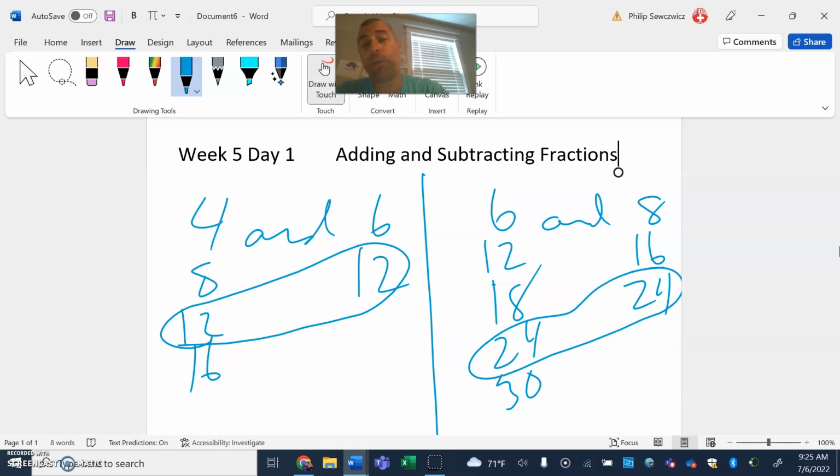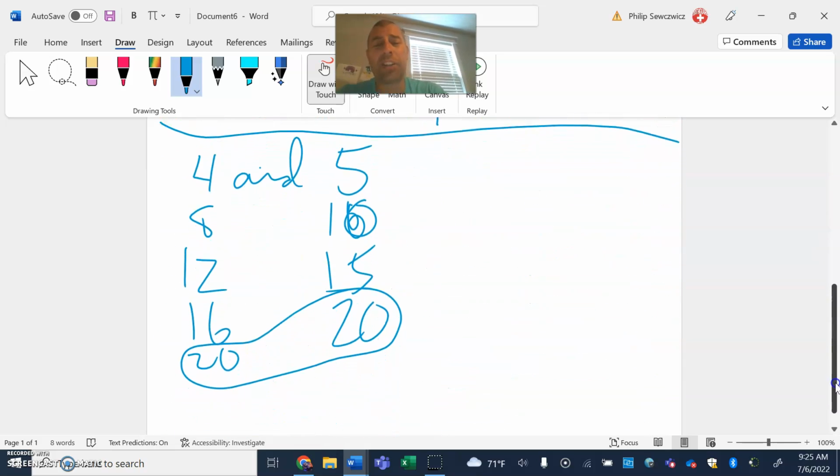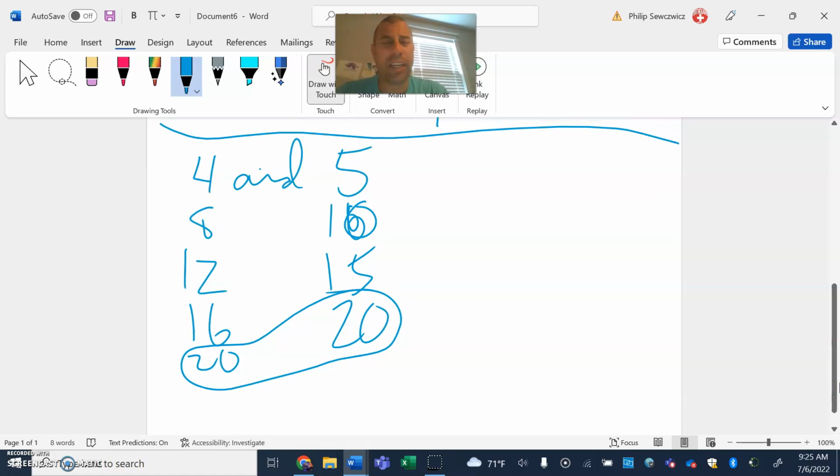4 and 6. Well, 4 times 6 is 24, but I really don't want to use that. 12 is the smallest one. Could I use it when adding or subtracting fractions? We can, but then we get larger numbers and it gets to be a little bit more of a difficult ride.